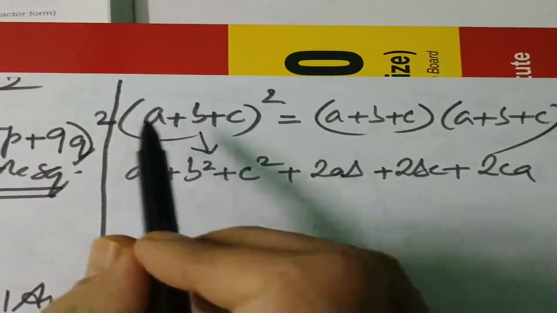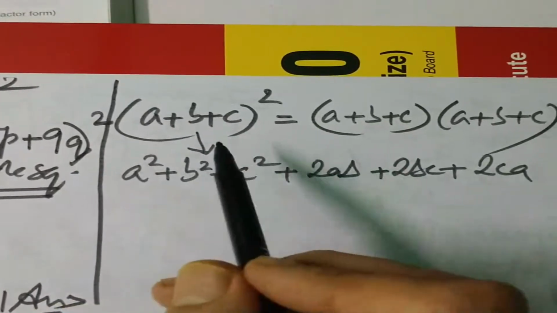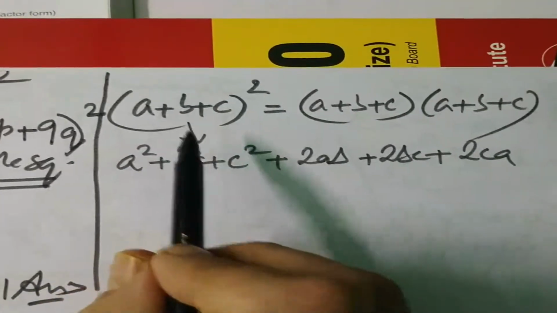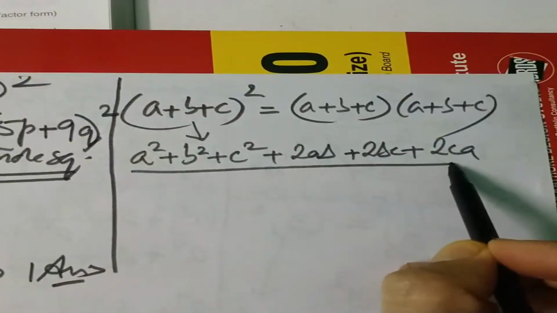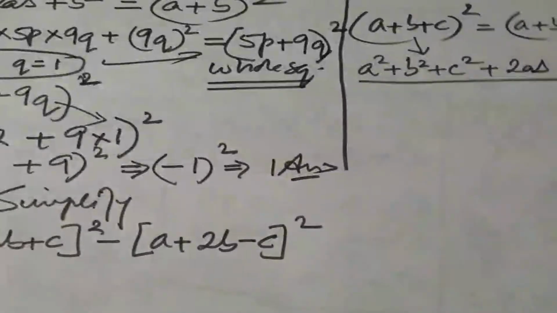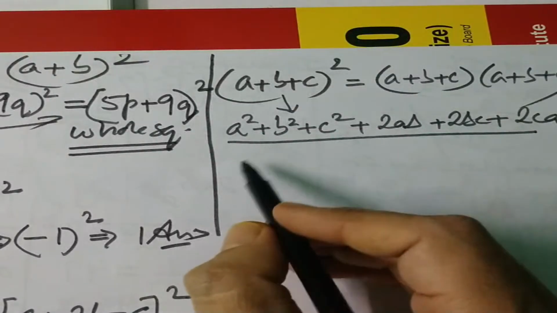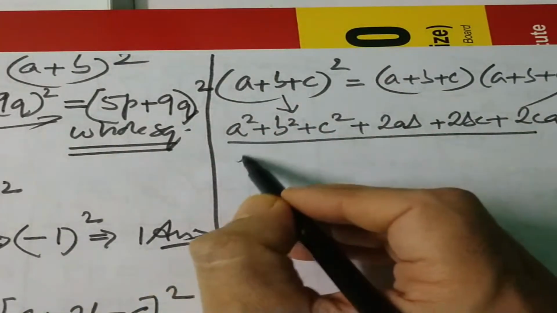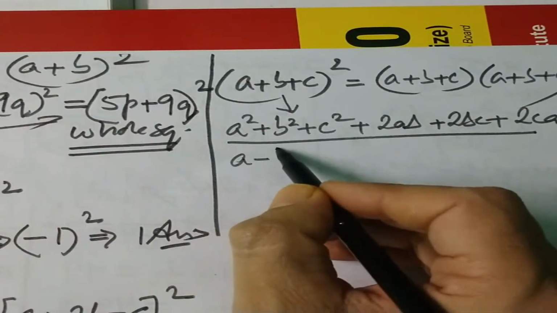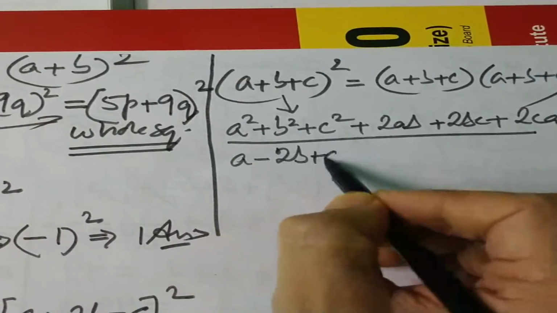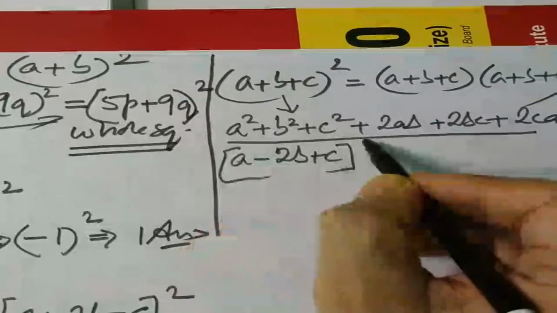So this is the formula when there are three terms. Earlier we have done (a plus b) and (a minus b), two terms. Now there are three terms. So this formula is to be used in this question. There is no minus formula, just use this formula. And the question is, I have to find two things. I am solving here (a minus 2b plus c) square.